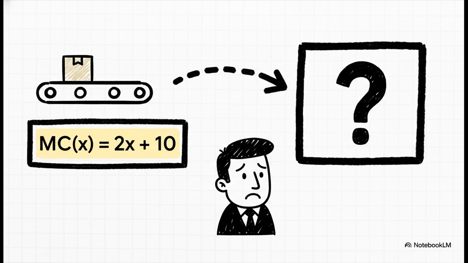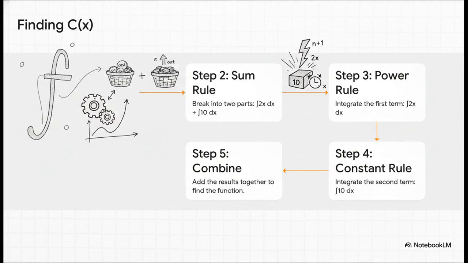Now, management sees this and they say, great, but we need the bigger picture. What is our overall cost structure? We need the function for our total cost, C(x). Your job is to find it, and your tool is integration. So we're going to follow these steps to the letter and use our toolkit to solve this. Step 1, we set up the problem.